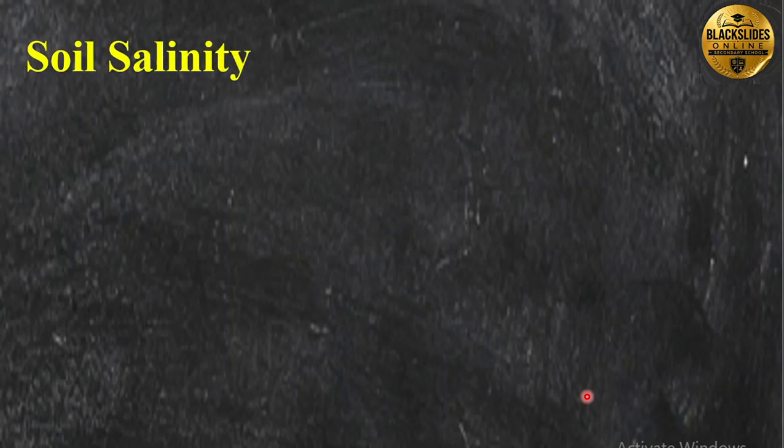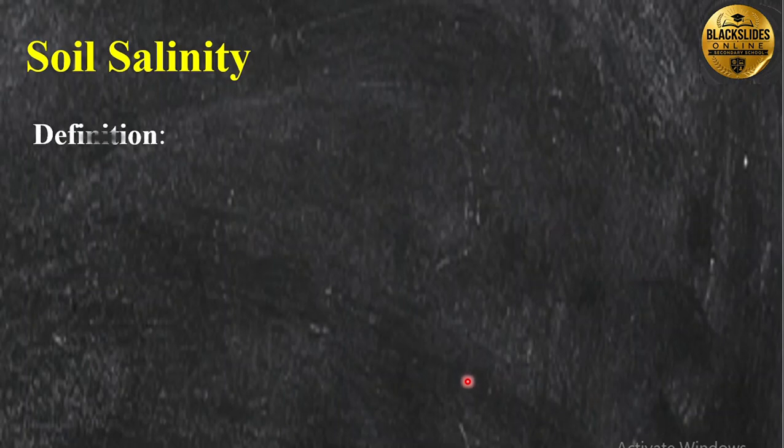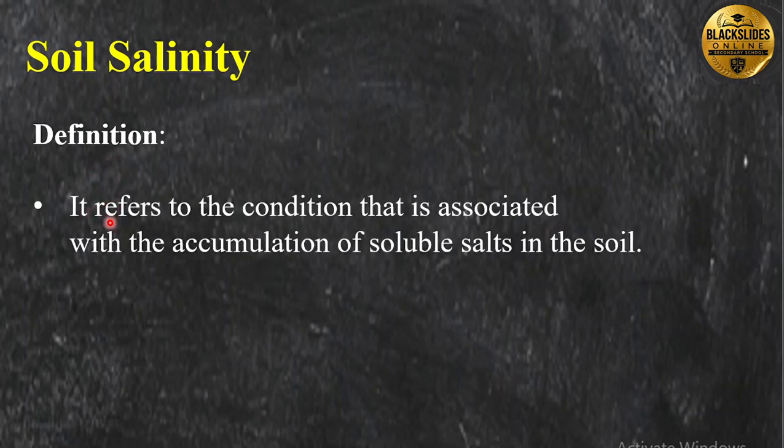Another factor is soil salinity. Another chemical property of soil, the last one in this lesson, is soil salinity. Let's define soil salinity as follows. Soil salinity refers to a condition that is associated with the accumulation of soluble salts in the soil. In other words, we are just looking at the amount of salt in the soil. It's called soil salinity.